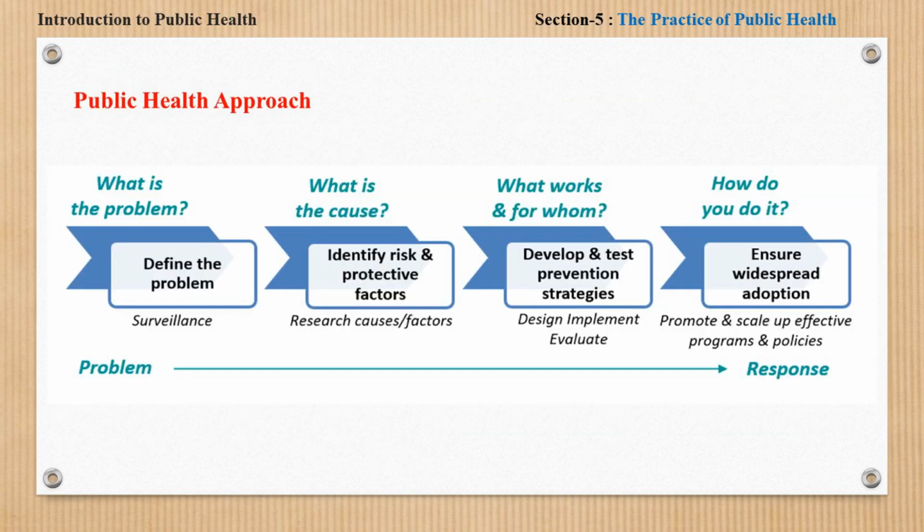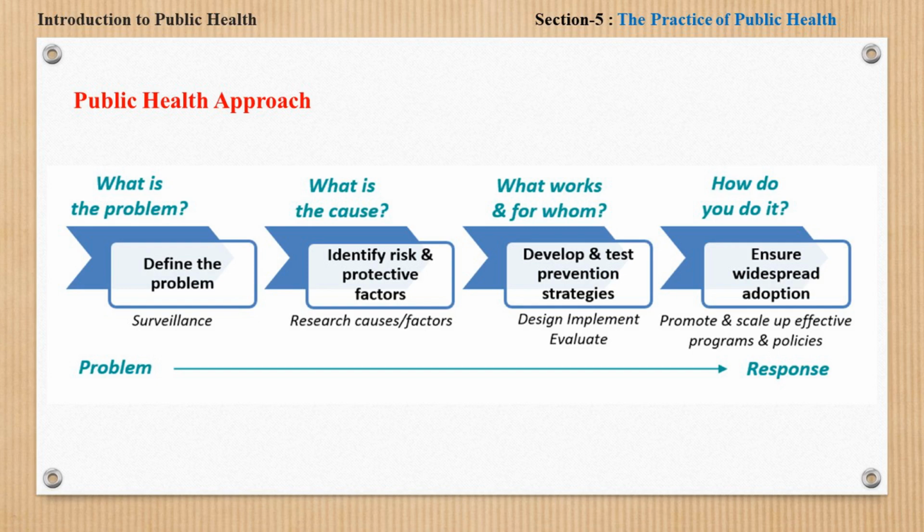In the public health approach, we focus on crafting preventive strategies by examining risk and protective factors that influence health outcomes. These factors can often be traced to both structural and intermediate determinants. The approach is methodical, consisting of 4 crucial steps.